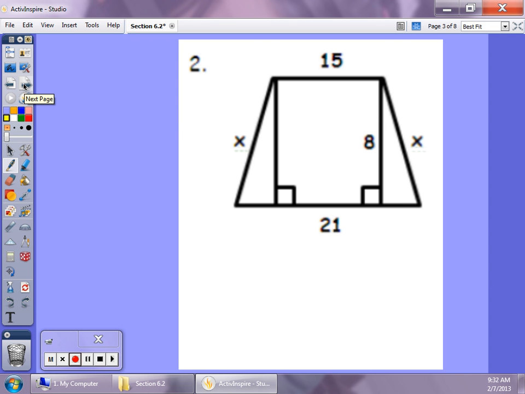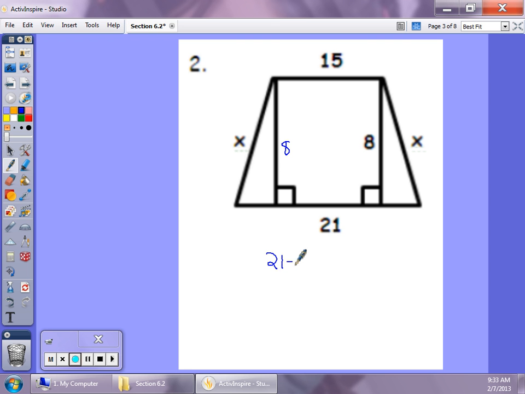In the next example, we are now given a trapezoid that has two congruent triangles as the legs, and we're going to use what we know about the Pythagorean theorem to find x. In this case, in each of those triangles, x is going to represent the hypotenuse. So this time we're going to solve for c in our equation. If we fill in the information that we can conclude from the diagram, we know that the height or altitude is 8. We also know that the top base is 15 and the bottom base is 21.